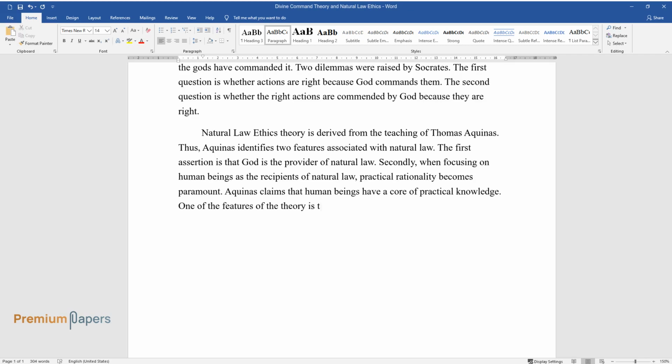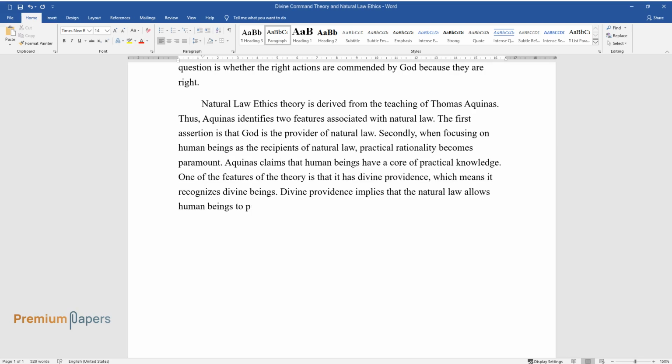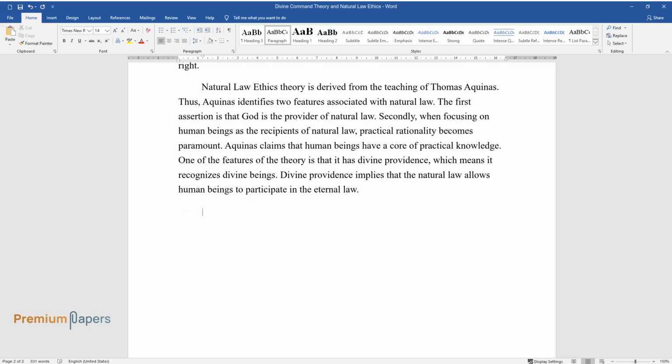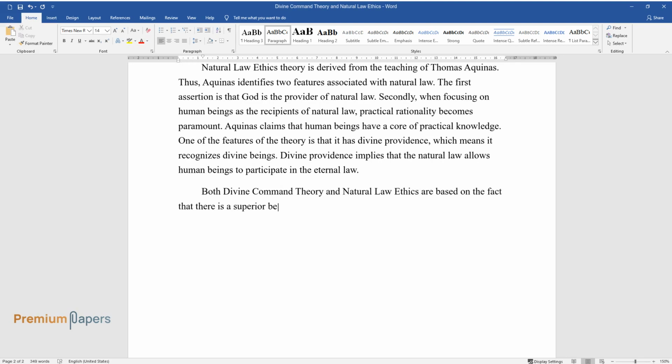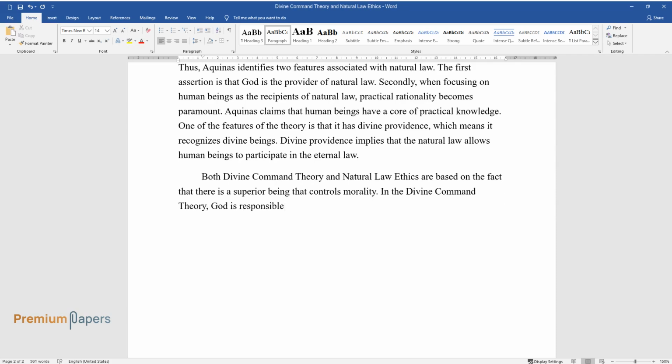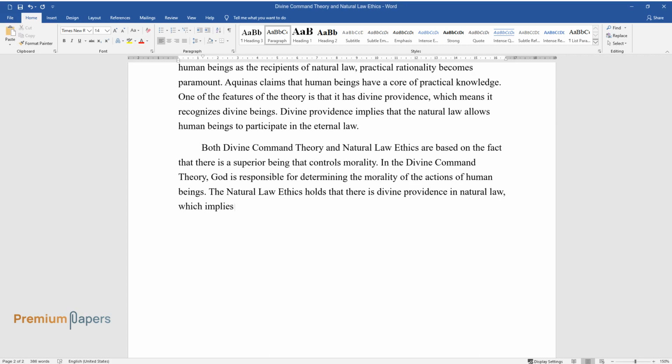One of the features of the theory is that it has divine providence, which means it recognizes divine beings. Divine providence implies that the natural law allows human beings to participate in the eternal law. Both divine command theory and natural law ethics are based on the fact that there is a superior being that controls morality. In the divine command theory, God is responsible for determining the morality of the actions of human beings.